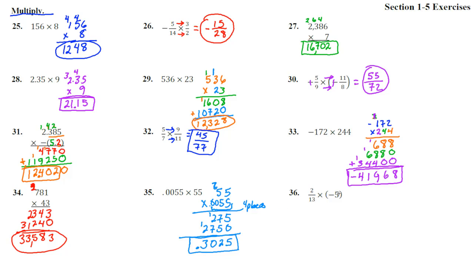Okay, number 36, last one. 2/13 times -5. Now that's -5 over 1, if we recall. So straight across the top, straight across the bottom. 2 times 5 is 10. 13 times 1 is 13. And a positive times a negative is indeed a negative. So -10/13. Excellent.